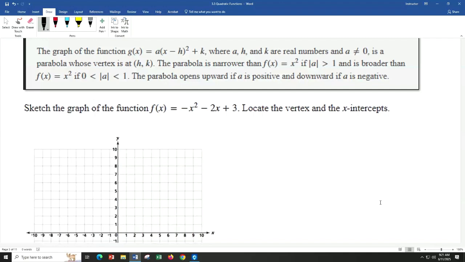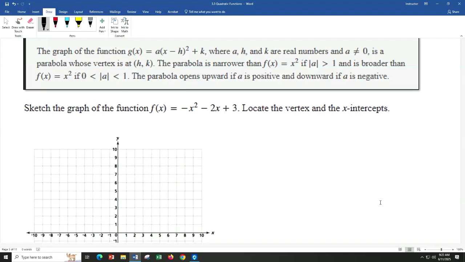f of x is equal to x squared. We just learned that if the absolute value of a is greater than 1, remember, larger than 1, it gets skinnier. Broader if it's between 0 and 1, to be exact. The parabola opens upward if a is positive and downward if it's negative.